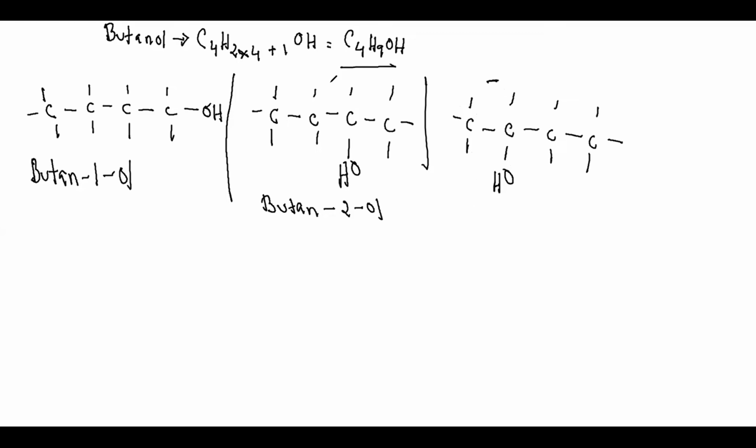No, not the second one. Sir, what will the third one be? Why is the third one butan-2-ol? Because sir, if we count the carbon from the left hand side, it is the second carbon from the left. Okay, very good. So this is also butan-2-ol.